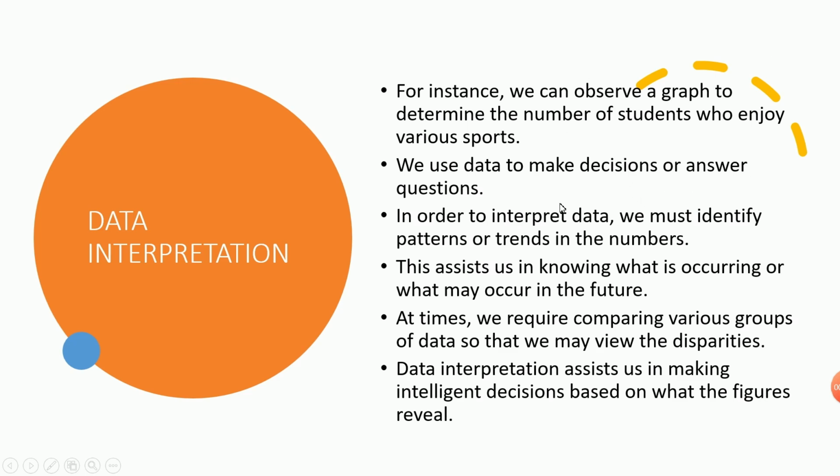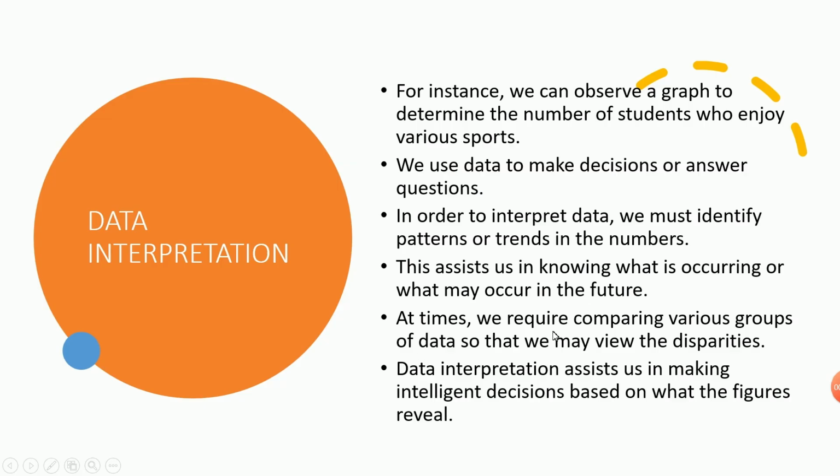So in order to interpret data, we must identify patterns or trends in the numbers. So I don't know what kind of question they asked this time, but earlier there were a number of diseases given in percentage among various countries as well as 2 different years. So we have to calculate the cumulative percentage of which disease is more in which country, like that. So this assists us in knowing what is occurring or what may occur in the future.